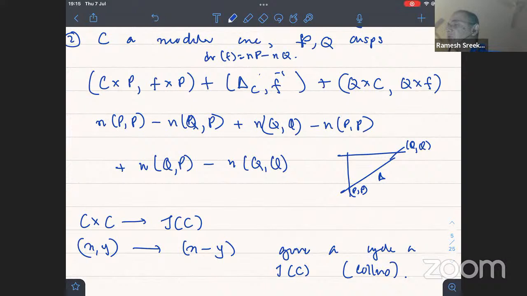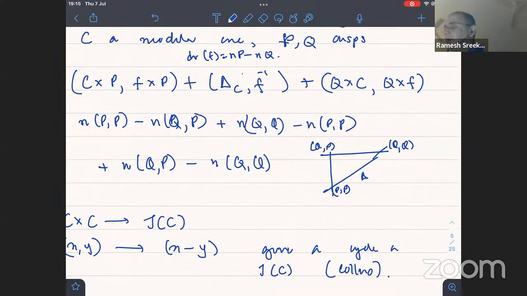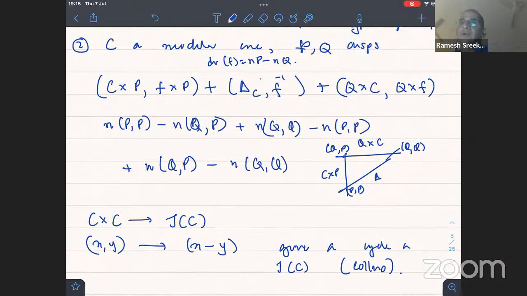Okay. Right? And so you'll have, this is C cross p, and this is q cross C. Right? So here you'll have a function whose divisor is this minus this, right? And then your function whose divisor is this minus this and this. And then you just see that they cancel out. So you have divisor zero. So this gives you an example of a motivic cycle or higher Chow cycle.